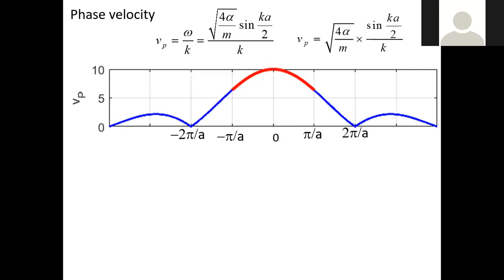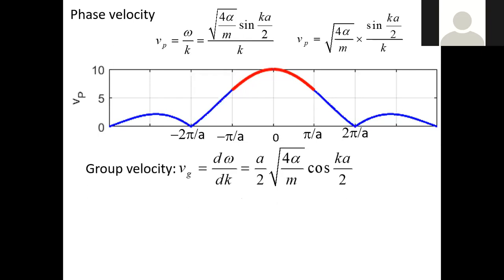Okay. And next we'll go to what is group velocity. Group velocity is given by d omega by dk. So if you go for the derivation, you differentiate the expression for omega. In simple differentiation, it comes as a by 2 and then square root 4 alpha by m, and sine becomes cosine. This is the expression for group velocity.